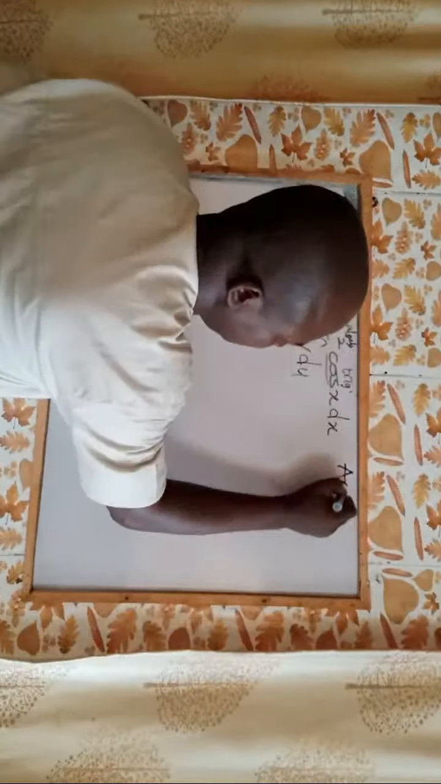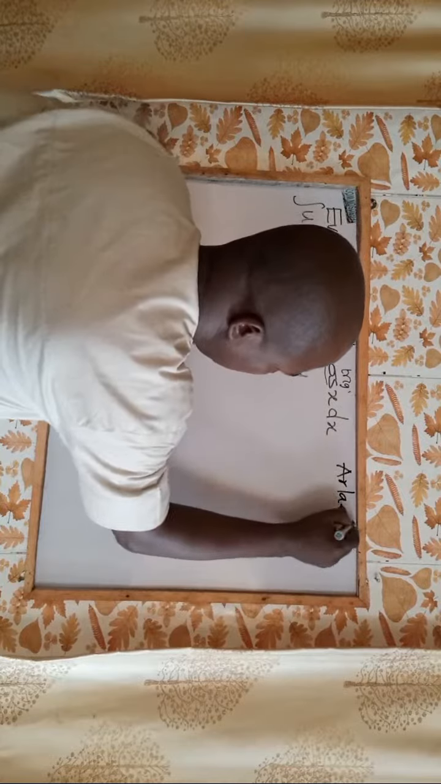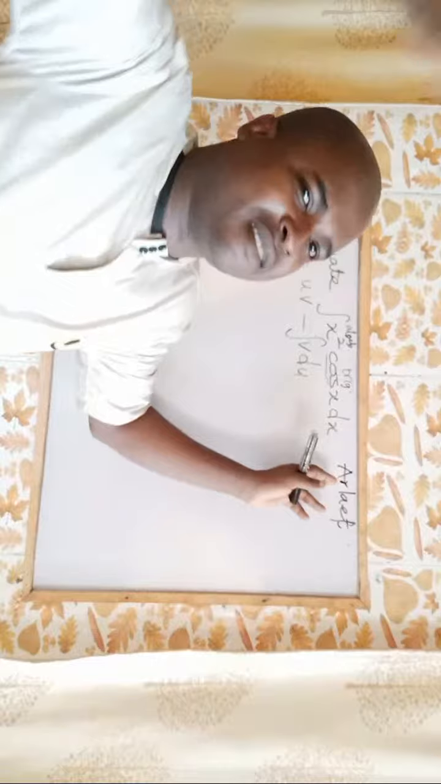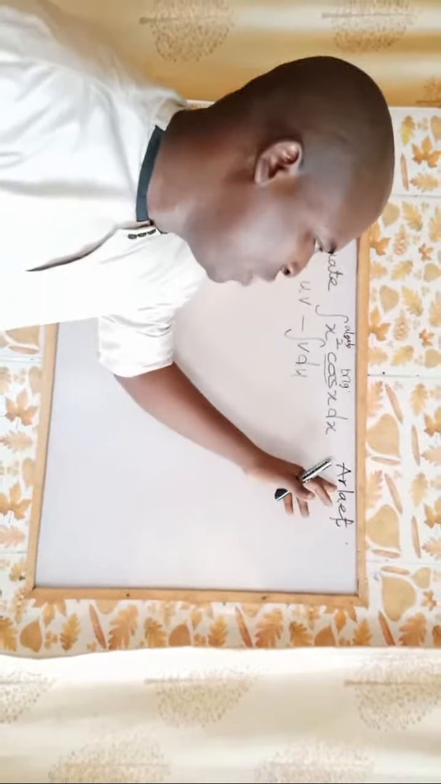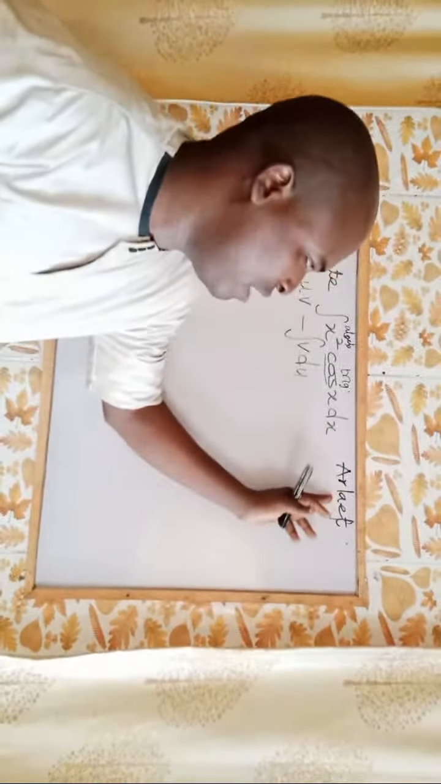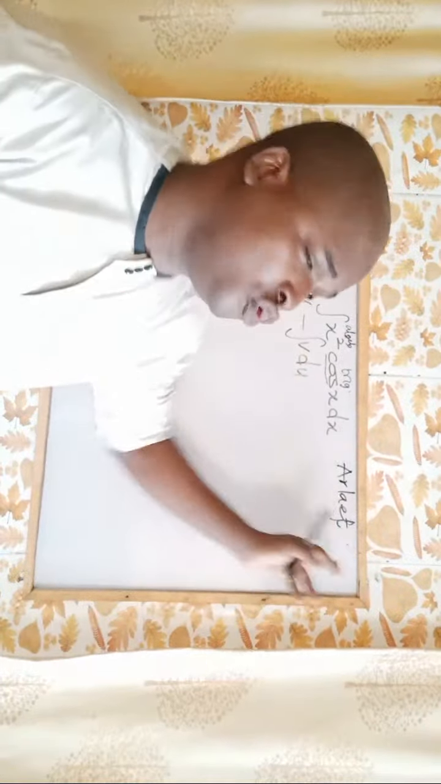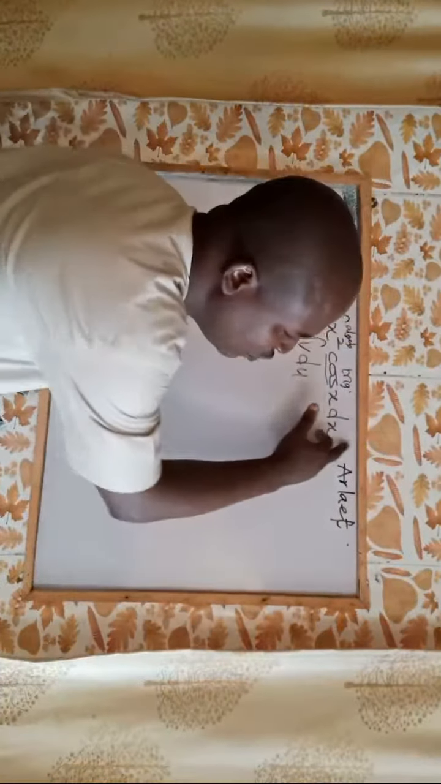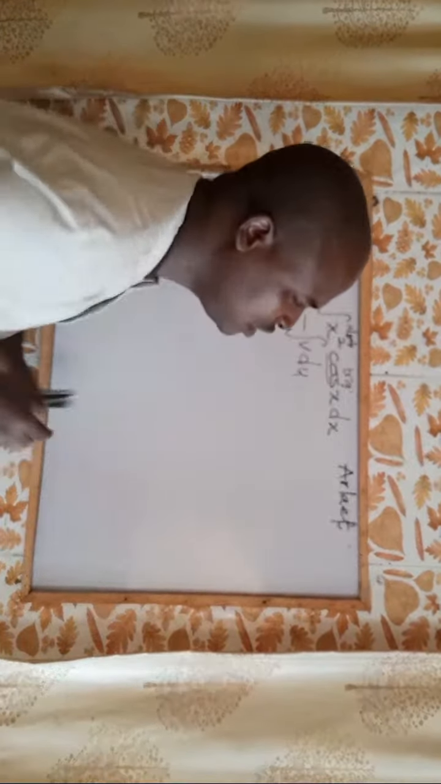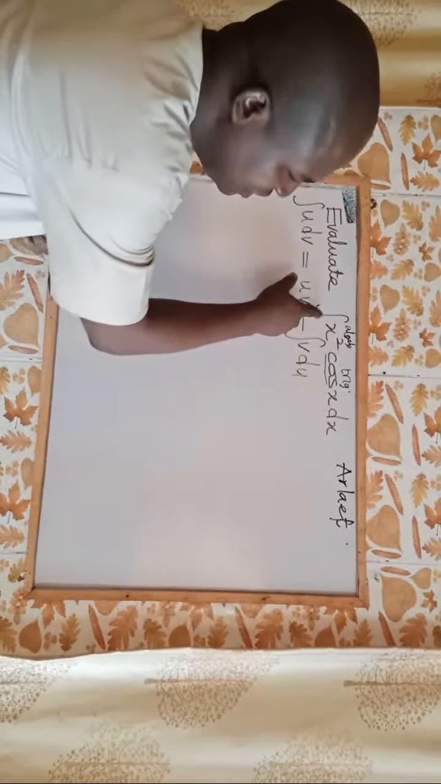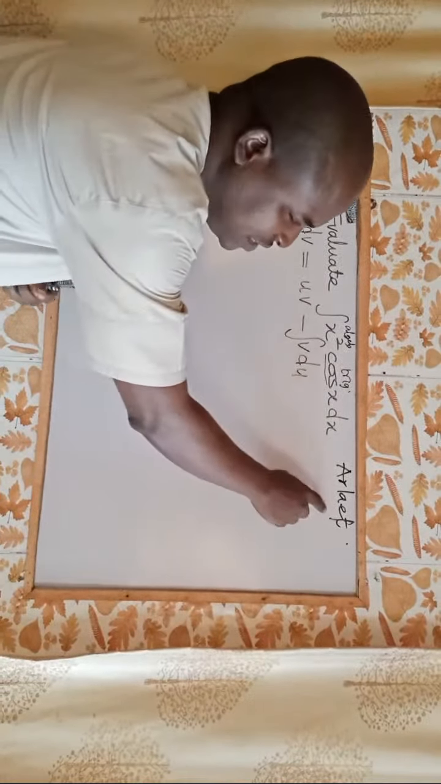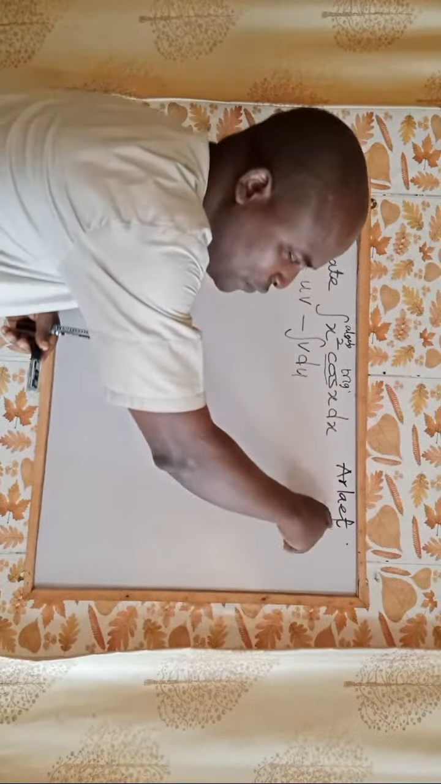Then we are going to consider ALATE. Arc means inverse, as in tan inverse, sine inverse. We have L for logarithm, A for algebra, E for exponential, and T for trigonometry. This is how the arrangement is. We check the one that comes first. If you relate this question with this, you will notice that algebra comes before trigonometry.